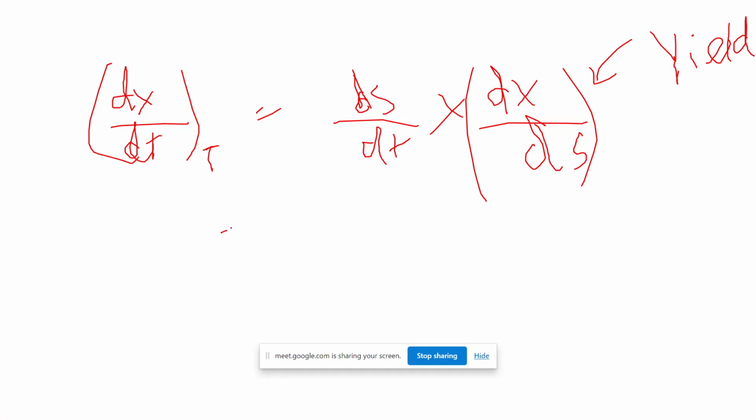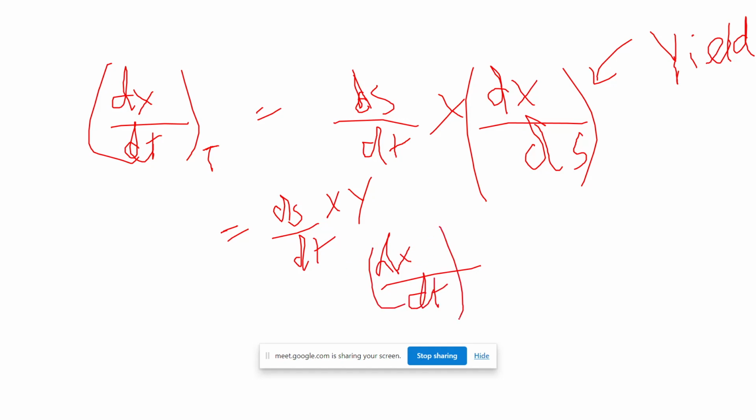So dx by dt total we know. It is ds by dt into yield, that is Y. Now you tell me, dx by dt endogenous, what will it be? Can someone tell?